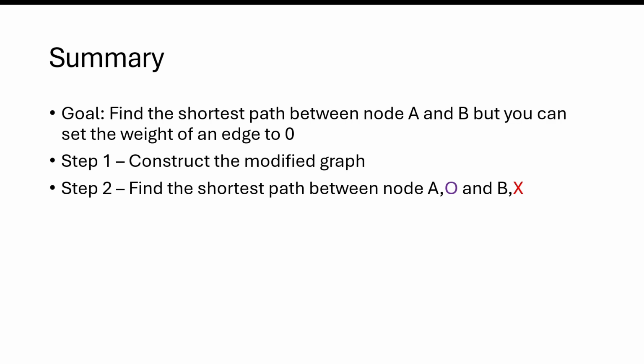To summarize, all we have to do to find the shortest path between node A and B is: 1. Construct the modified graph, and 2. Find the shortest path between node A with the orb and node B without the orb.